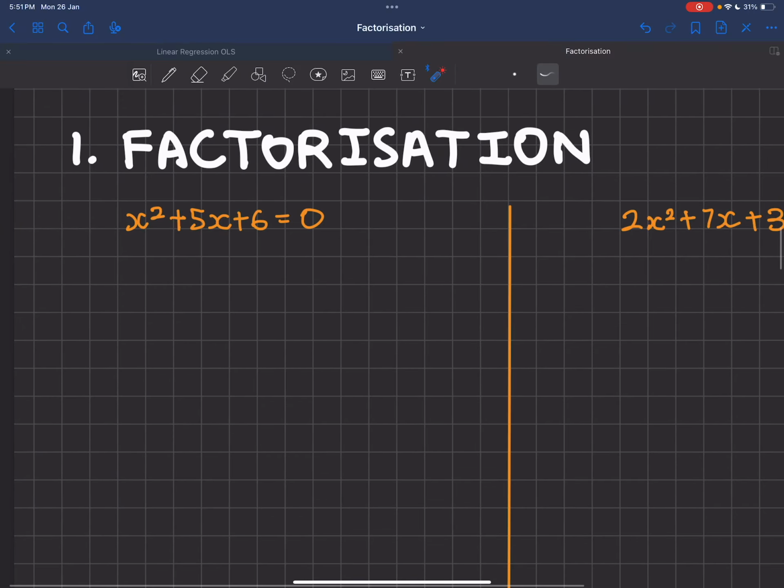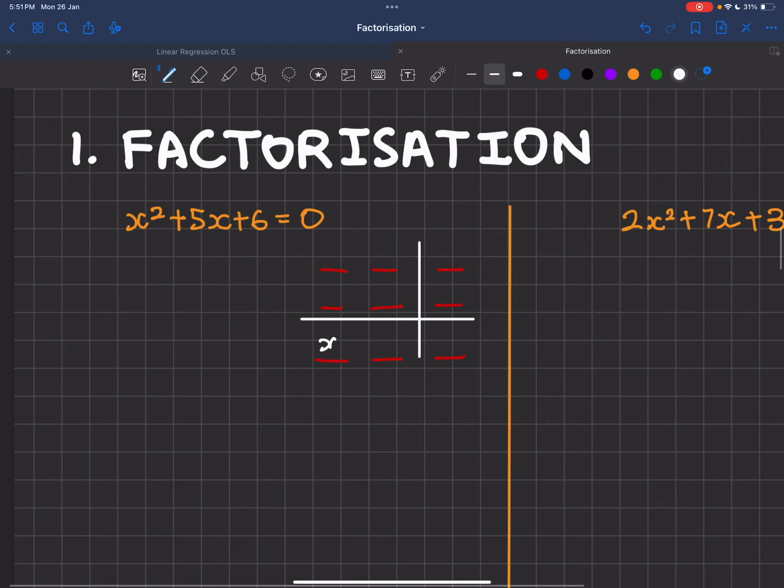Let's look at this equation, x squared plus 5x plus 6. We can first draw a box. I love to use this method, so I really encourage you to use this method. We have a few entries that we need to put. Don't do this in the exam, it's just walking you through right now.